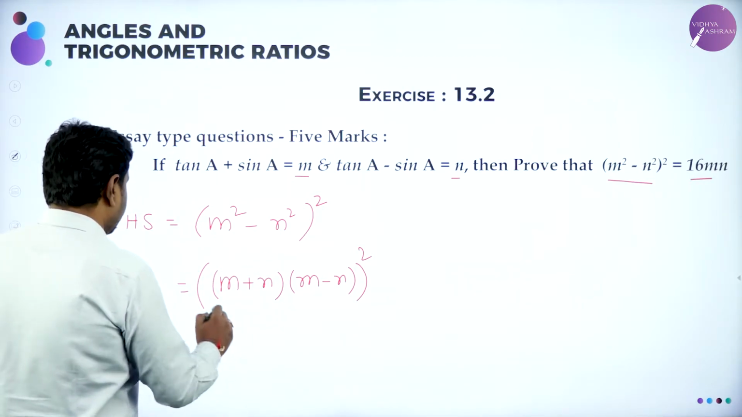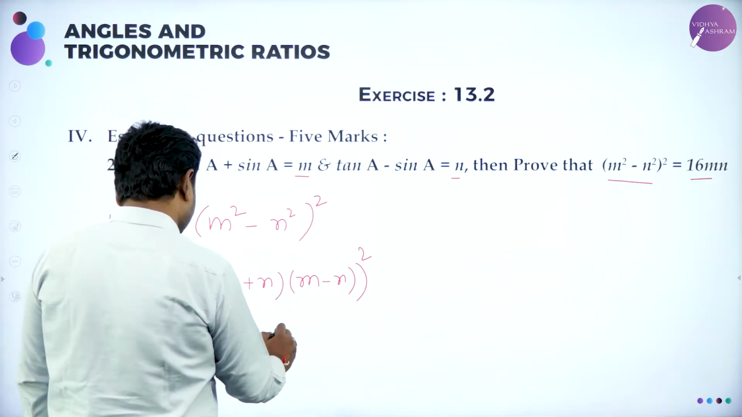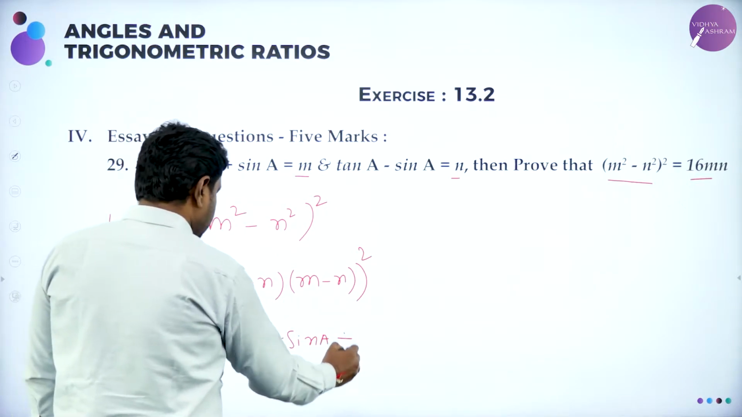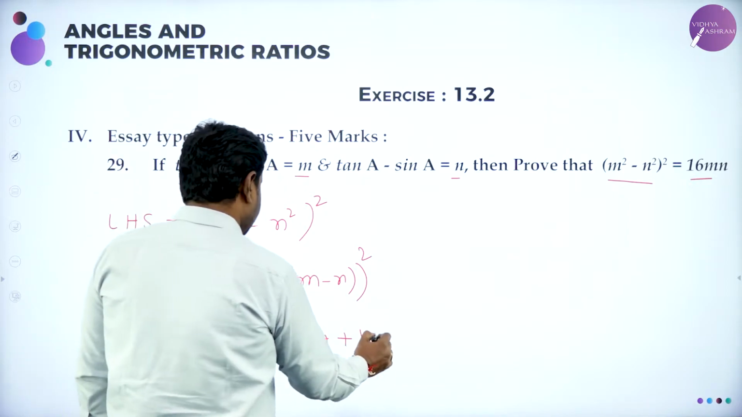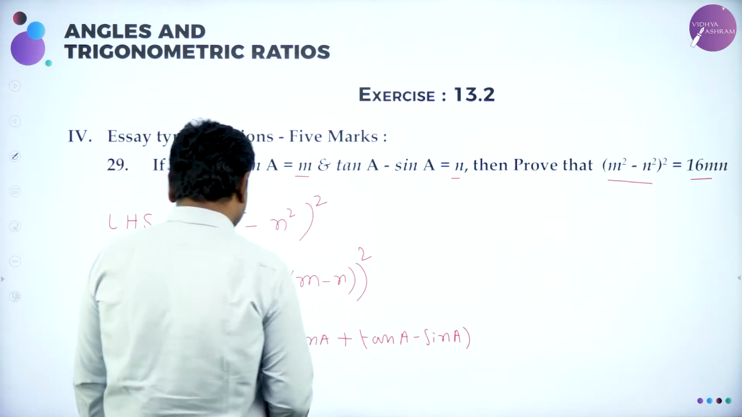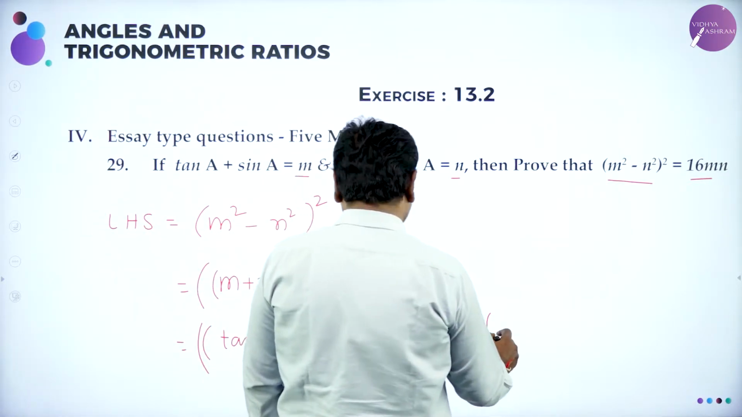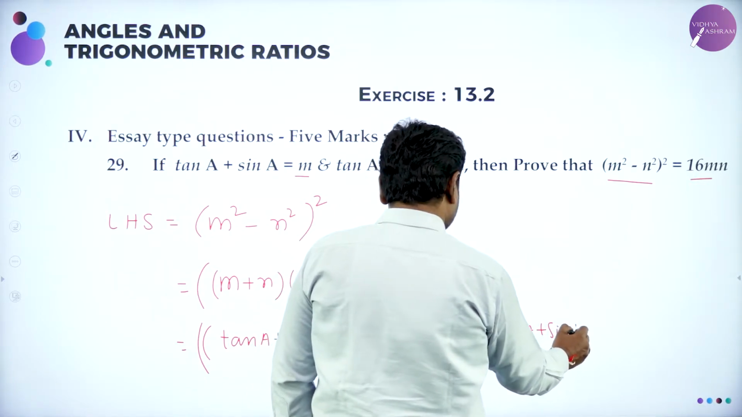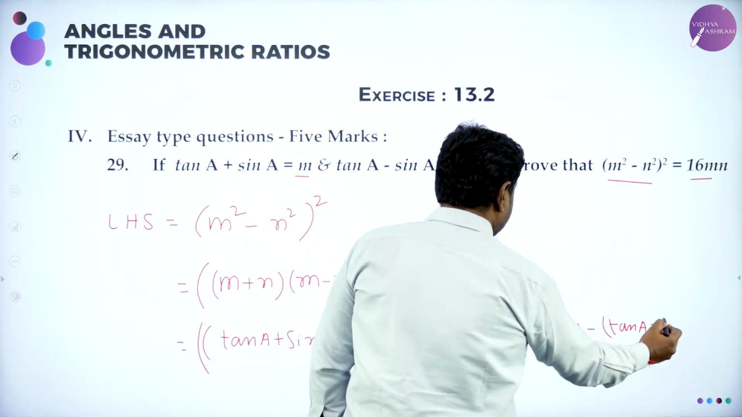Further substitute m. What is m? Tan a plus sin a, plus n. N is what? Tan a minus sin a. This is m plus n, into m minus n. What is m minus n? Tan a plus sin a minus tan a minus sin a.